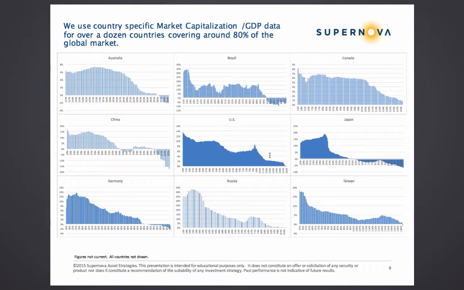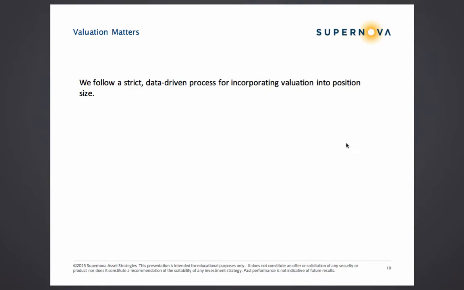We use country-specific market capitalization to GDP for over a dozen countries covering around 80% of the global market. We weight this data based on how predictive it has been in the past. The more predictive, the higher the weight we put on the data. Valuation matters. We follow a strict, data-driven process for incorporating valuation into position size.